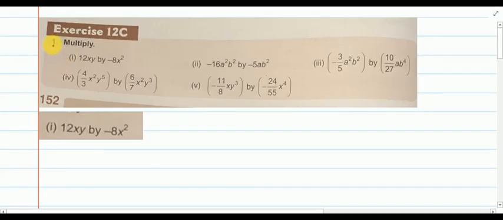So 12C question number 1, it says multiply. Question number 1, 12xy will be multiplied with minus 8x square. So we will write 12xy into, okay, now instead of writing into, what will happen? If we write into, then it will look like x. Okay, so we write in bracket 12xy, and again in bracket whatever we have to multiply we'll write in bracket. Okay, so written.